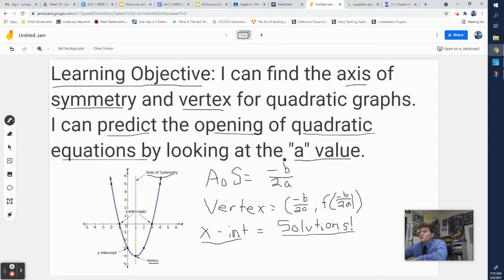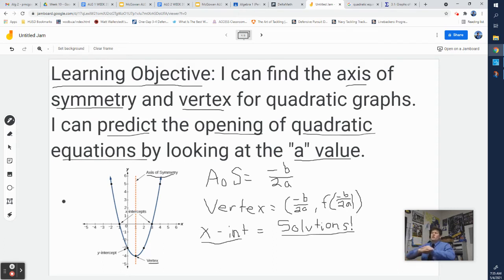So axis of symmetry, very crucial. It tells us the middle of our graph. We can use it to find the vertex. And then once we have the vertex, guys, we're pretty much set. Find a couple of intercepts or a couple other points, graphs are done.